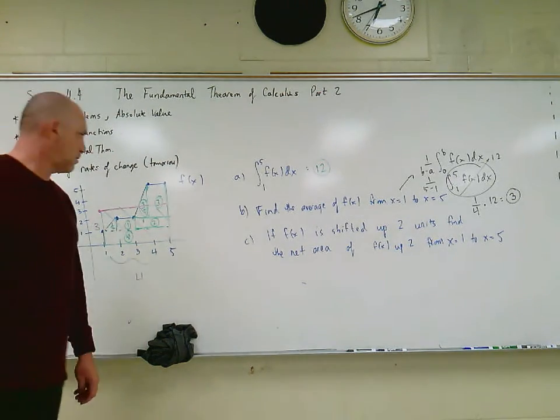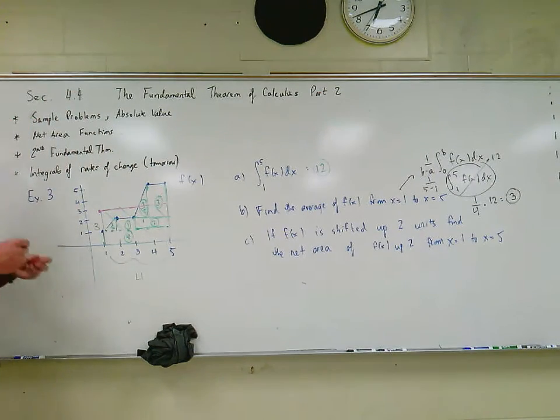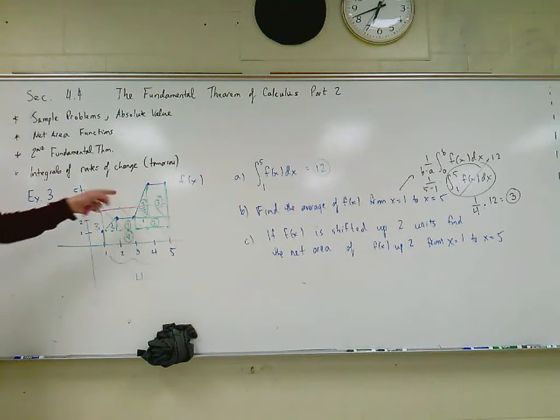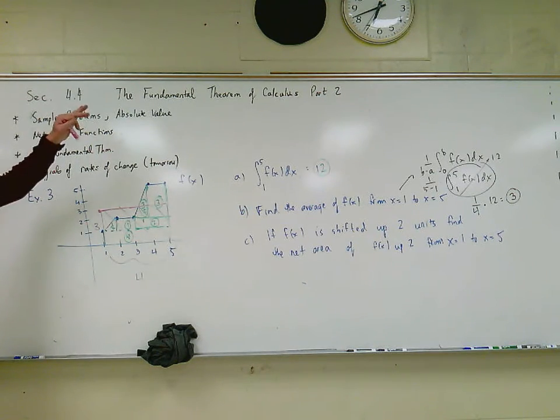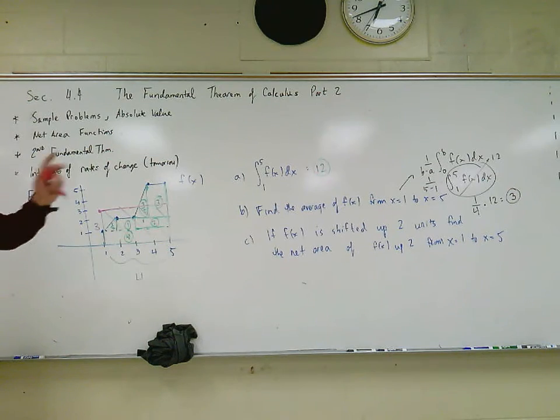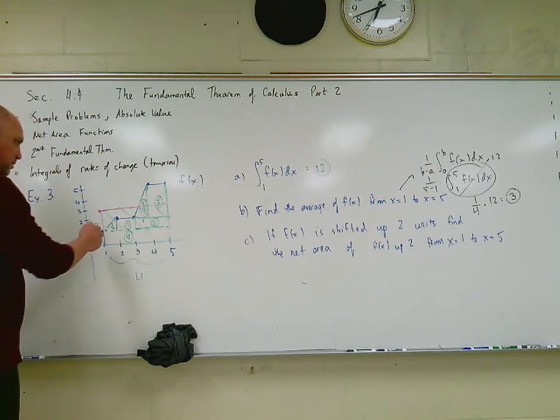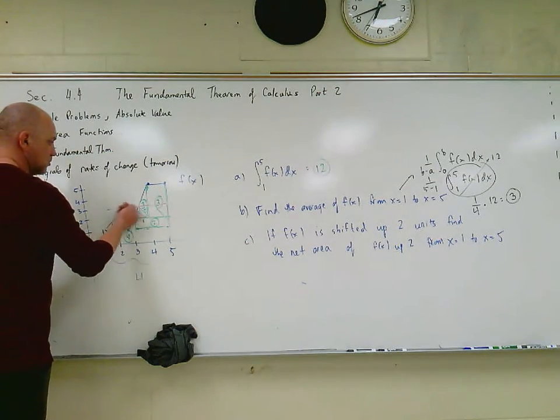Okay? Now, last question. If f of x is shifted up 2 units, find the net area of f of x from 1 to 5. So what is going to happen to this graph? 2 higher. Every point moves 2 higher, so the whole picture moves 2 higher. So I'm going to try to do this with just using area again. So let's think about this. Let me erase this pink here, but that's what our average value was.